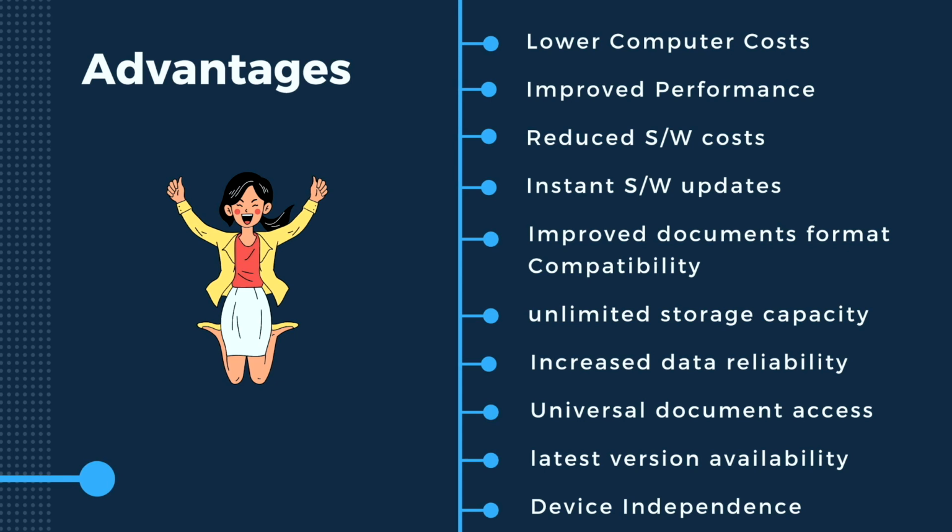Under cloud services, you will also get universal document access, which is going to be available for everyone, whoever is working on those services. You would get the latest versions availability and you don't need to worry about the updates if you are using software as a service. And lastly, you would get device independence. As I mentioned previously, you can access your data or your services from anywhere around the world if you have a good internet connection. You can use it via your tablet, your phone, your laptop, or maybe your system.